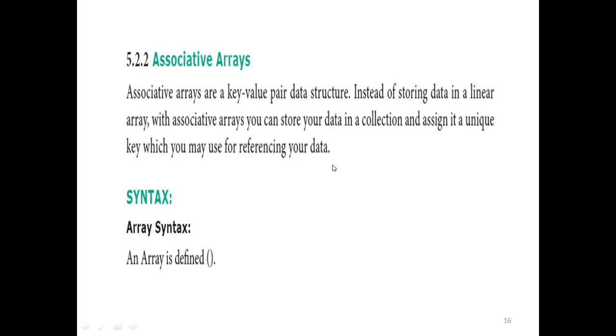And the next one, what is an associative array? Explain associative array, a 3 mark question for you. An associative array is a key value pair structure. Pair means 2 items. Instead of storing data in a linear array, with an associative array you can store your data in a collection and assign a unique key, which you can use for referring to it. In an associative array we follow a unique key. The syntax is in how the array is defined. The example is in your book, you refer.